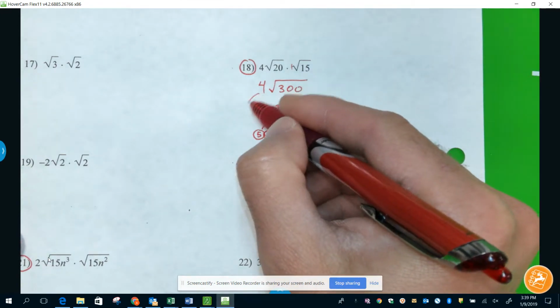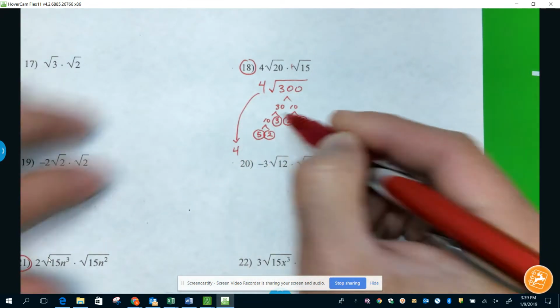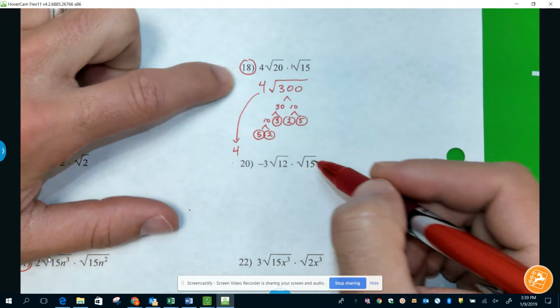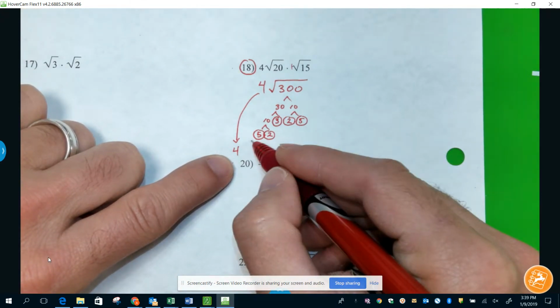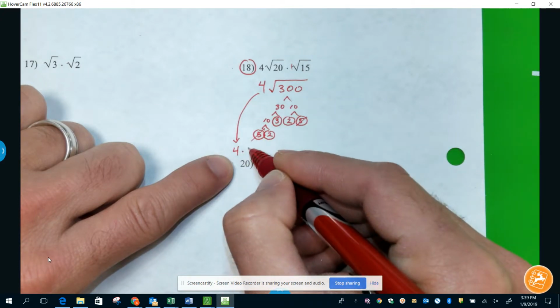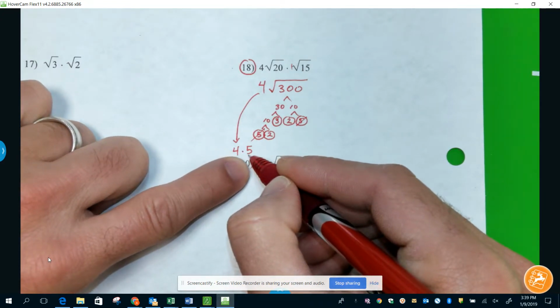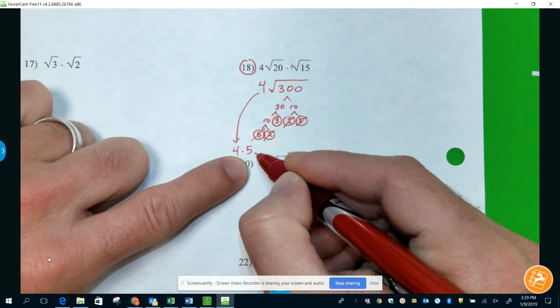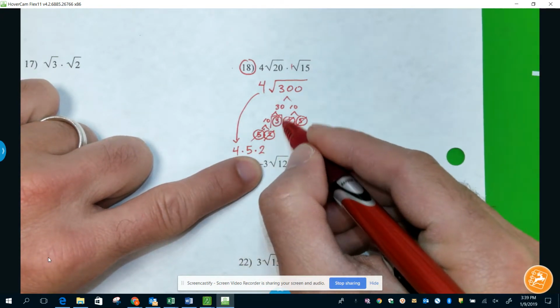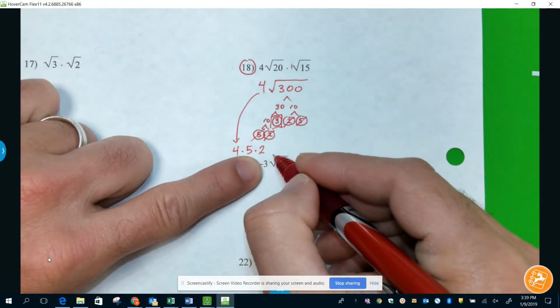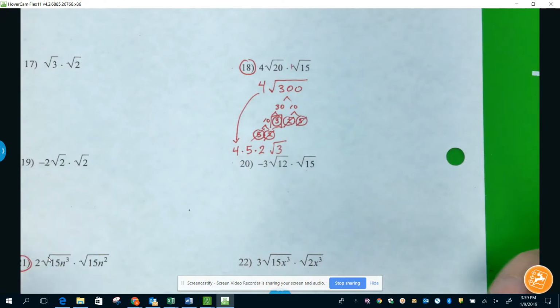Now in this case, the 4 started on the outside, so it's still there. So again, I'm going to look for any pairs that join with it. Of all my prime numbers, I've got a pair of 5s that get to team up and join that 4 on the outside. I've got a pair of 2s that get to team up and join those also on the outside. And the only single number I have here is a 3. So the 3 has to go home alone.